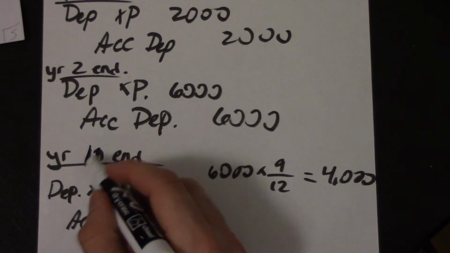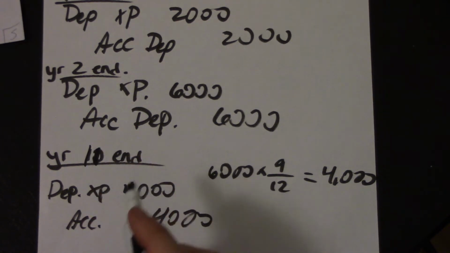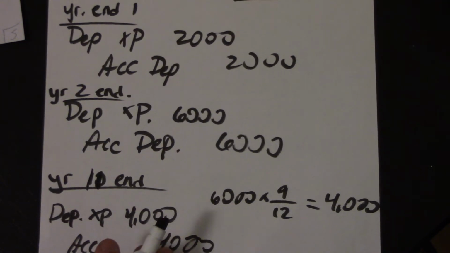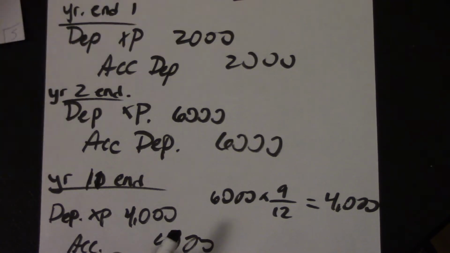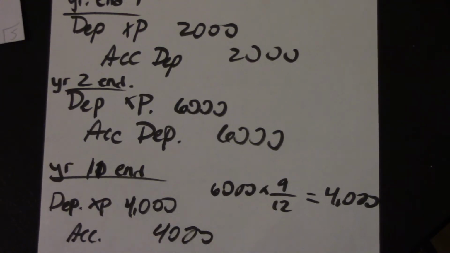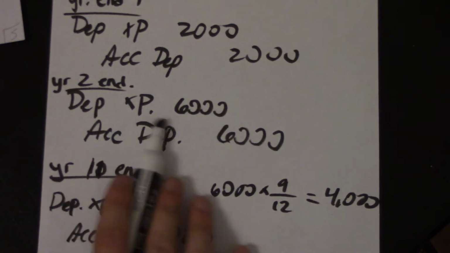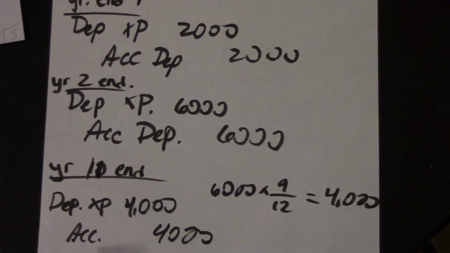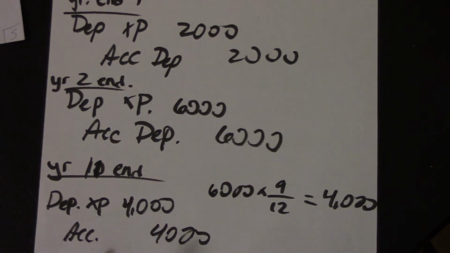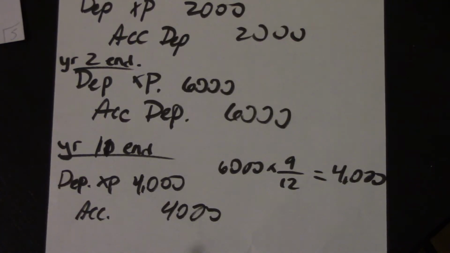This would probably be at the end of year 11. If we began in year 1, 10 years later would be year 11. But at any rate, here's what we record at the very beginning. Here's what we record in the years in between, and then the last year we only record the partial depreciation again. Okay?